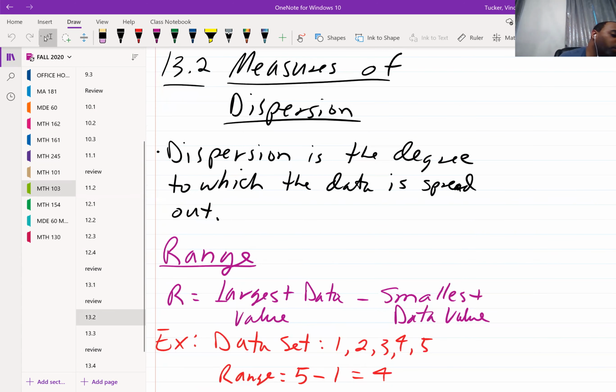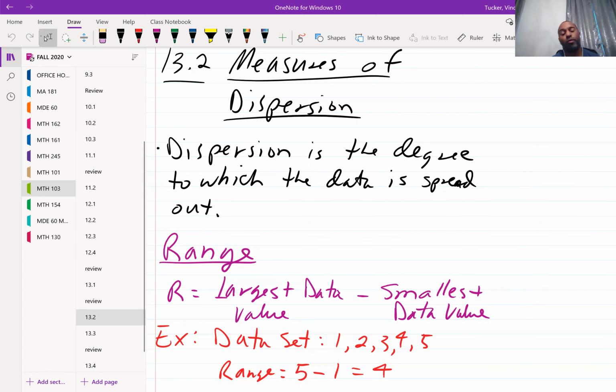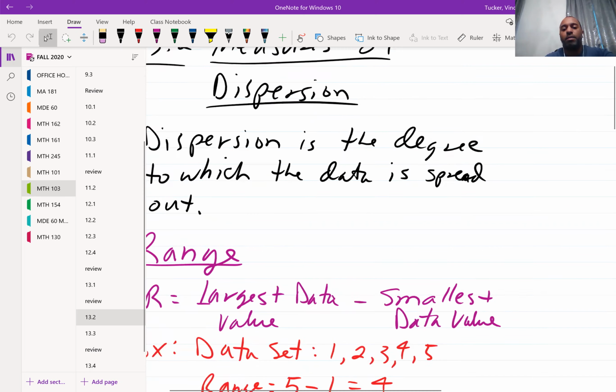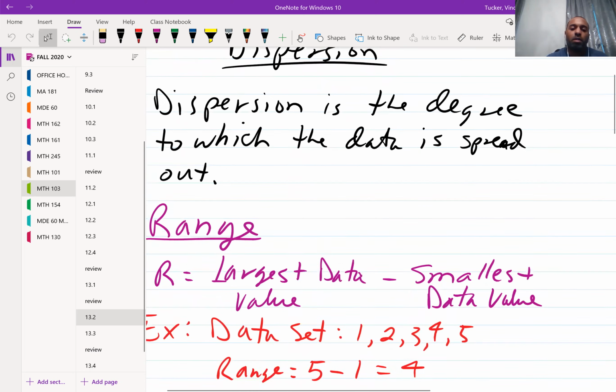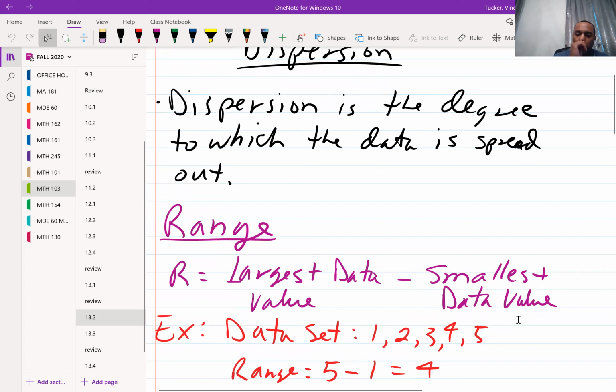Dispersion. 8.2, measures of dispersion. So dispersion is the degree to which data is spread out. First thing they talk about when it comes to dispersion is your range. So you have your largest data value minus the smallest data value. So we have this data set of 1, 2, 3, 4, 5. 5 minus 1 is 4. That would be your range.